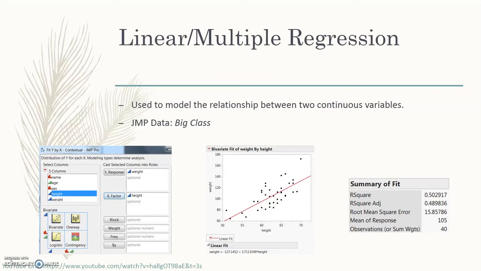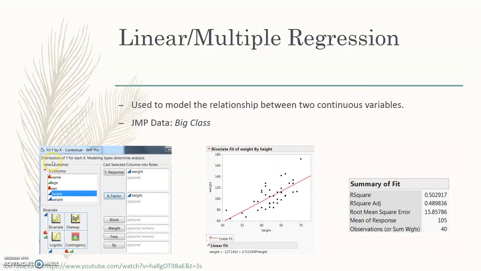So now we're going to talk about linear multiple regression. We talked about this in presentation number 2, but it can be used to model the relationship between two continuous variables. The data that we looked at was the big class data in JMP, and the goal was to see if there's a correlation between height and weight of the students.